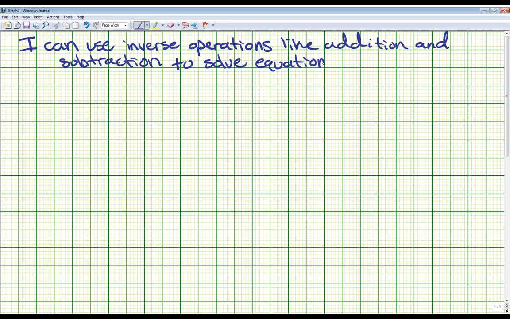So in our last video, we talked about what an equation is. We know that an equation has to have an equal sign. So in this lesson, we're actually solving some equations. We're trying to figure out what some of the variables represent.